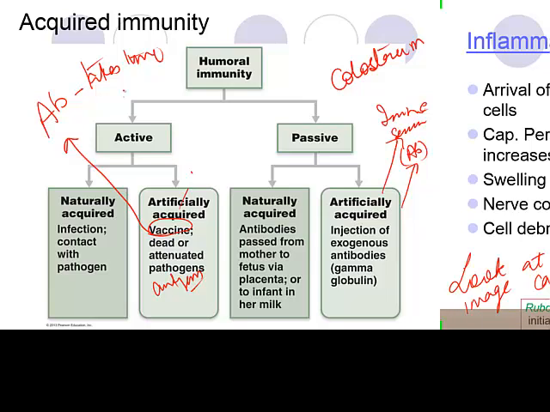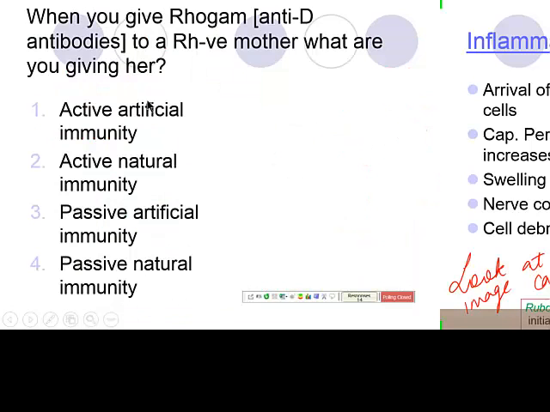Followed? So I have a few questions which you should be able to answer. Let's take a look at this. When you give ROGAM, when we did blood, we did this, right? We gave anti-D antibodies, remember, just before delivery and soon after delivery, within 72 hours, if an Rh negative mother had an Rh positive fetus, we gave her ROGAM. What are you giving her?